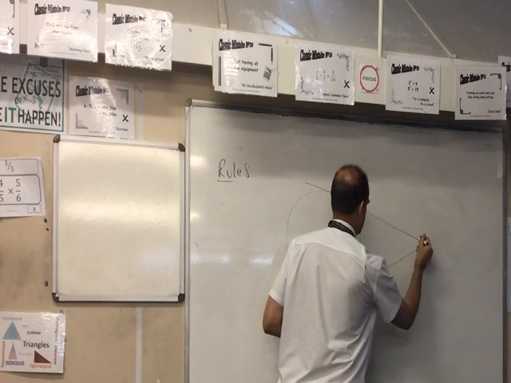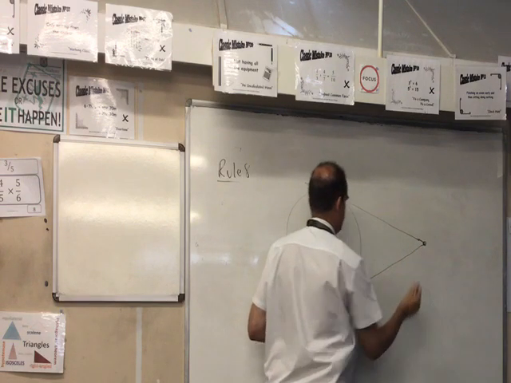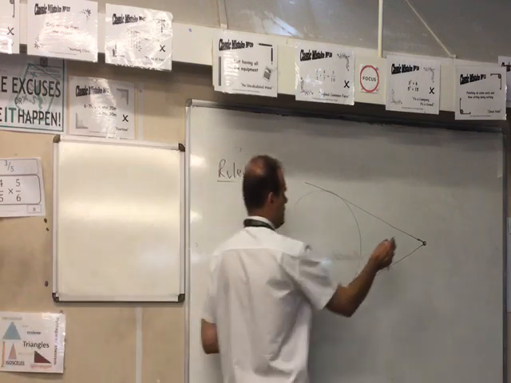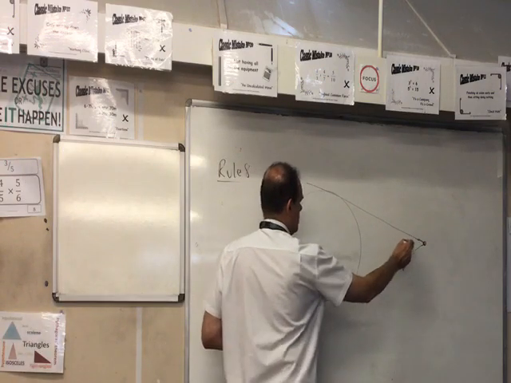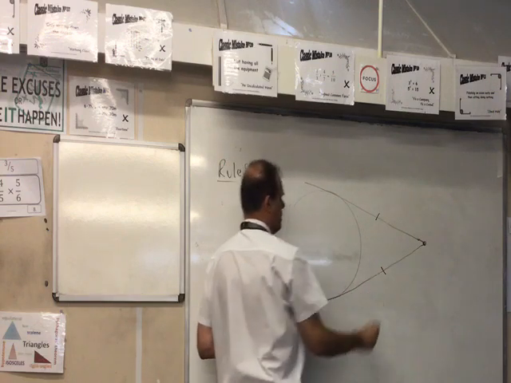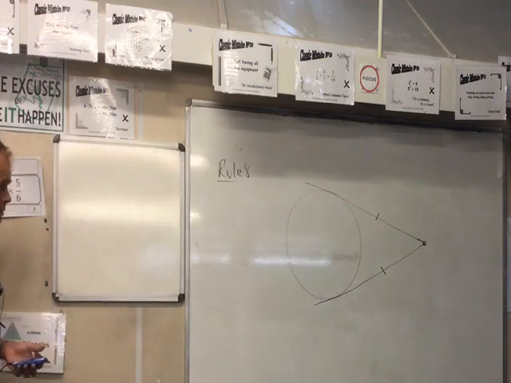Whoops, missed it out there. Let's just go a bit further. I'll call that point there. And what the theorem states is the lengths of these tangents from that external point to where it hits the circle are equal in length. So that would be equal.